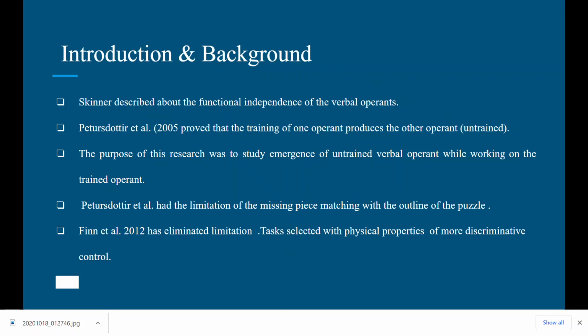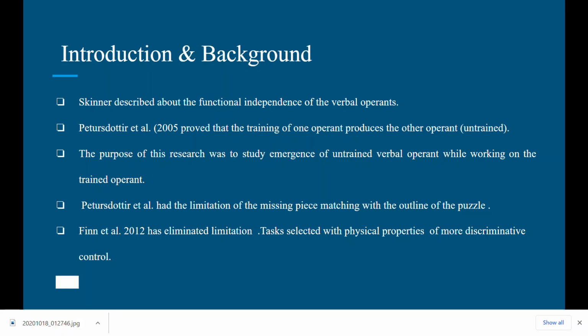Skinner described the functional independence of verbal operants in his work Verbal Behavior. Petursdottir et al. in 2005 showed that training one verbal operant produces the other operant untrained. The purpose of this current study by Finn et al. is to point out how the untrained verbal operant emerges while working on the trained operant.